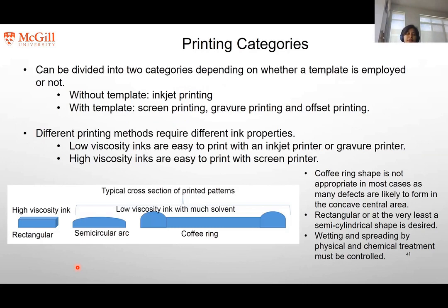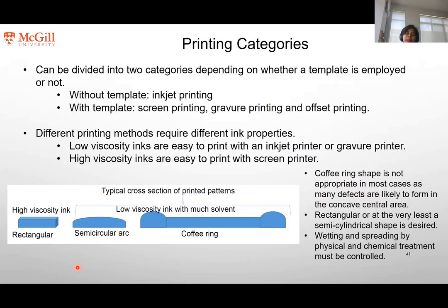Printing processes can normally be divided into two categories: one without template and one with template. Without template is something like inkjet printing, and these are very good for lab purposes, where we are trying different designs to finally come up with a final design. So without template processes are pretty good for lab fabrication. Whereas in industry, when you have a final design, you can go with a template and fast process like gravure printing.